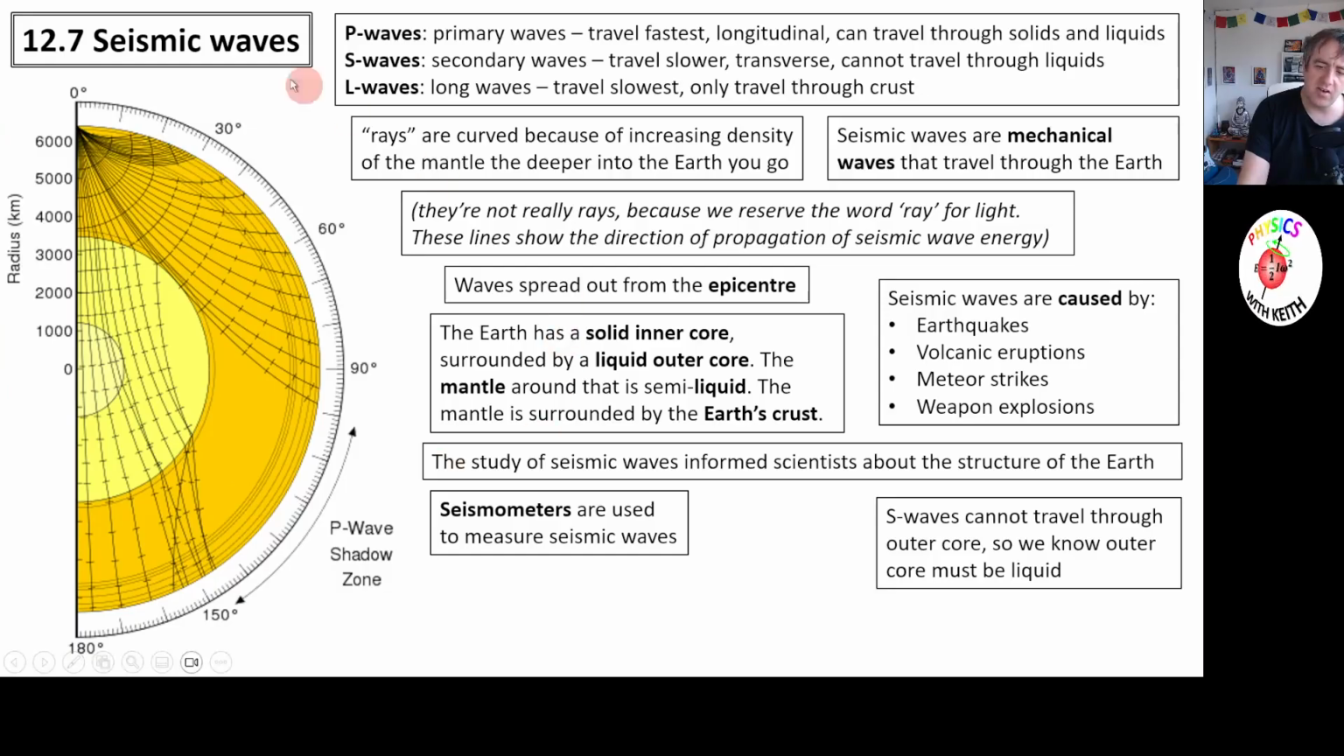So on this diagram, this is a slice of the Earth. We are considering the epicenter to be here. I've labelled that as 0 degrees, and I've orientated the image so 0 degrees is right at the top. This is the Earth, so it's about 6,400 kilometers in radius, as you can see there. And I've labelled 0 degrees, 30, 60, 90, 150, 180. So I've labelled the angles going around like this.